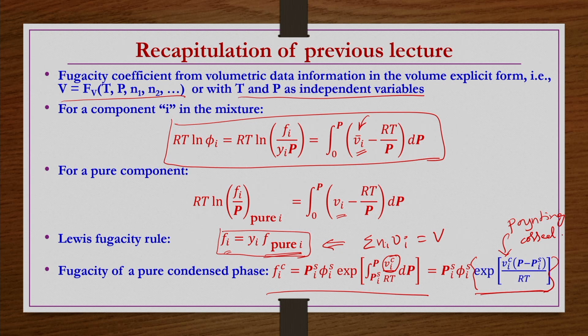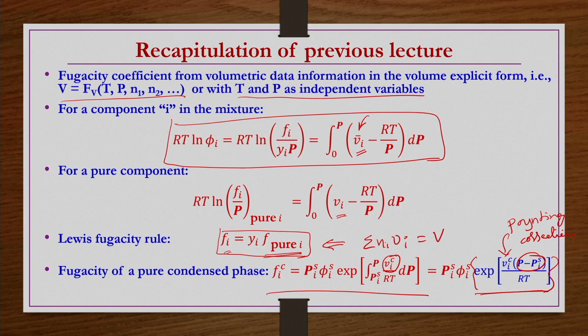And we have also seen how important it is. It depends on what delta P is. Delta P is nothing but P minus P^s. If P is beyond the saturation pressure, then only will there be a kind of condensed phase. If P is below the saturation pressure at that given temperature, then we will not have a condensed phase, we will have a saturated vapor. So, depending on the magnitude of this delta P, we can say how important this Poynting correction is.